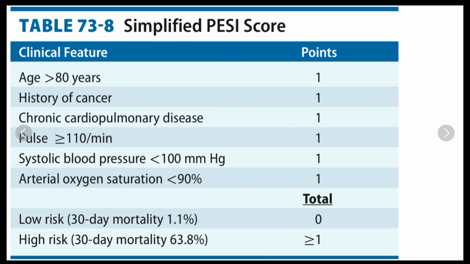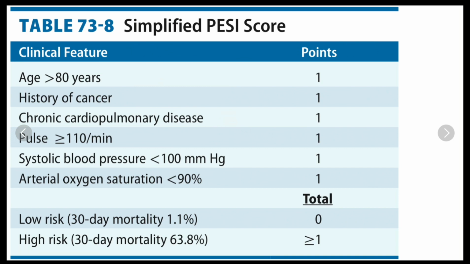So: age more than 80 years, history of cancer, chronic cardiopulmonary disease, pulse rate of more than 110, systolic blood pressure less than 100 mmHg, arterial oxygen saturation less than 90%. So remember 110, then 100, then 90%, then 80 years of age, then history of cancer and chronic cardiopulmonary disease. Again, I am repeating it: age more than 80 years, history of cancer, chronic cardiopulmonary disease, pulse rate more than 110, systolic blood pressure less than 100, arterial oxygen saturation less than 90%.